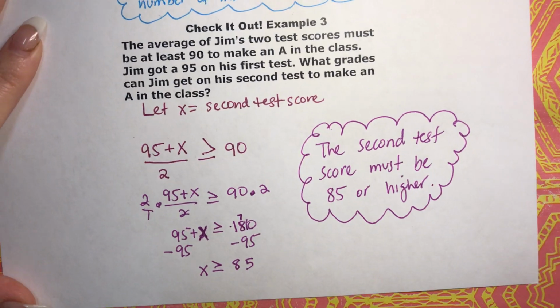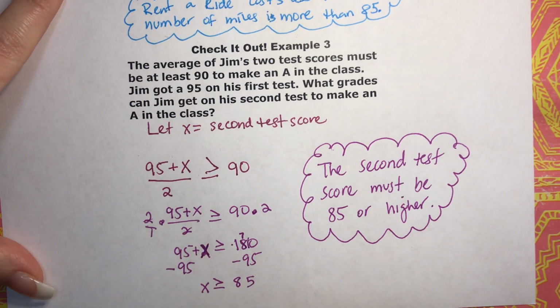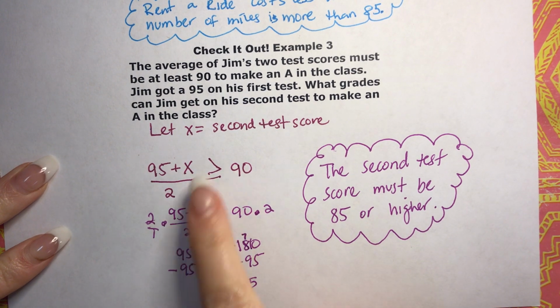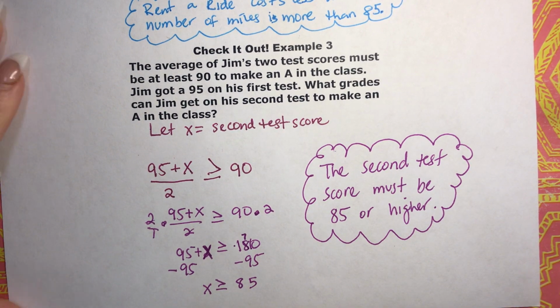All right, so that's how you do different types of application problems. I want you to use this pattern in your homework assignment. Define the variable, write your inequality, solve, and then interpret the results.